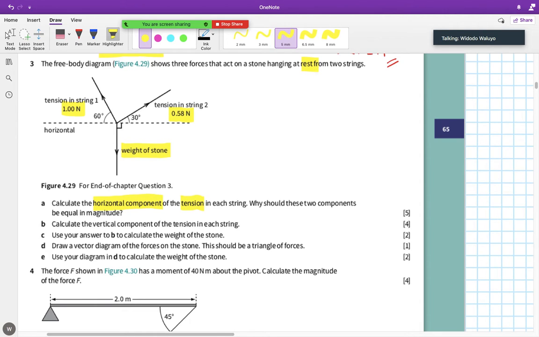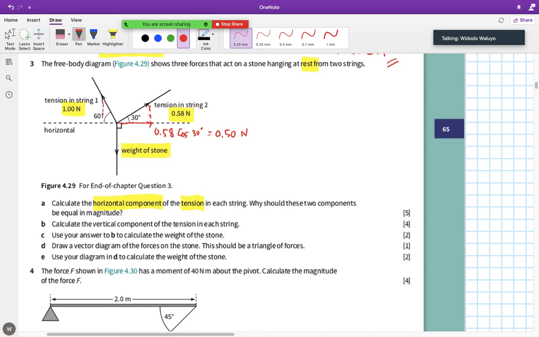Why are these two components equal in magnitude? Because it is at rest, in equilibrium, so they are the same. Let's try to find it. On the horizontal, they have 0.58 cos 30. Let's check how much it is. This is about 0.50 Newton, for the tension in string 2.